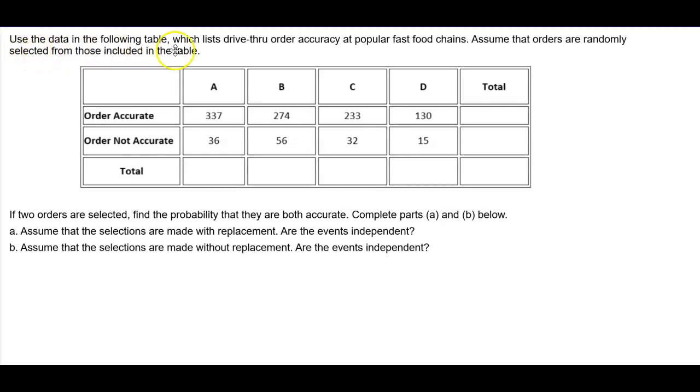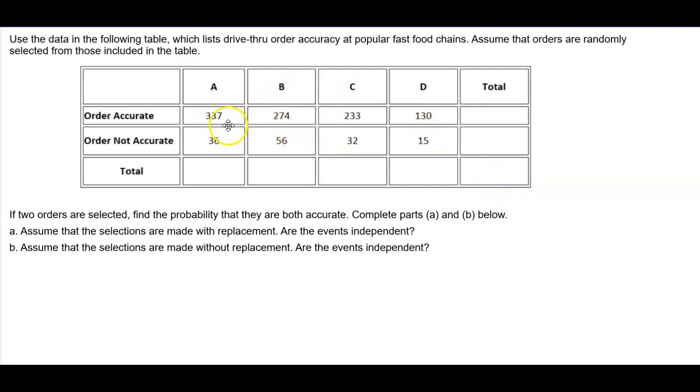Use the data in the following table, which lists drive-through order accuracy at popular fast food chains. Assume that orders are randomly selected from those included in the table. First thing we want to do is add up all the columns and then add up all the rows and then find the total of all the restaurants that are involved.